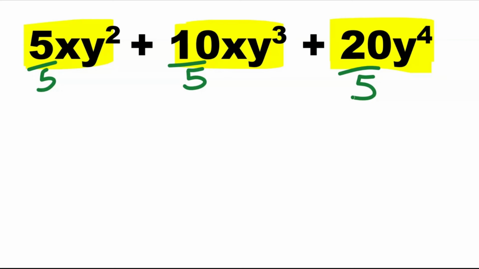Now they may not all have an x, because if you're looking over here, I've got an x over here and an x over here. These 2 have an x in common, but not all 3 terms have an x in common.